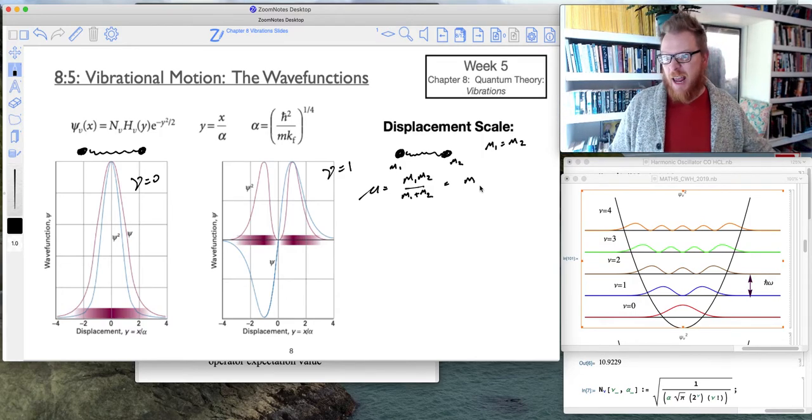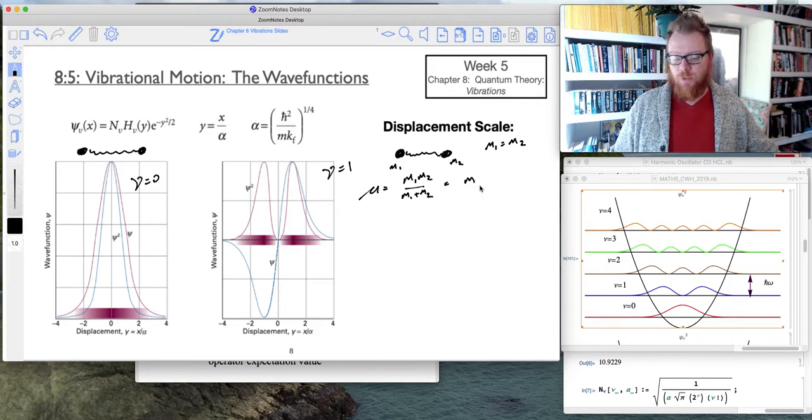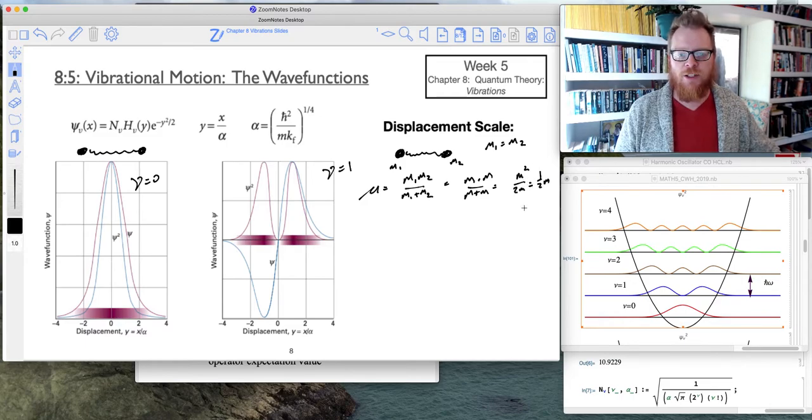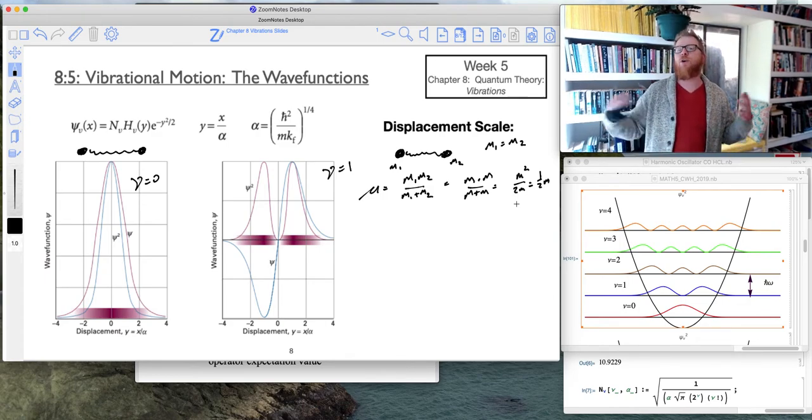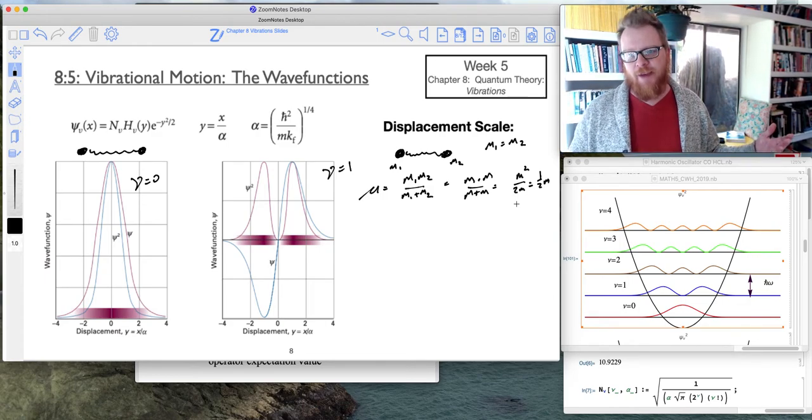Or excuse me, let's work that out. So if m1 equals m2, we'll just now say it's m times m over m plus m, which is m squared over 2m, which is 1/2 m. Apologies. So if m1 equals m2, then we know the reduced mass is just 1/2 m.